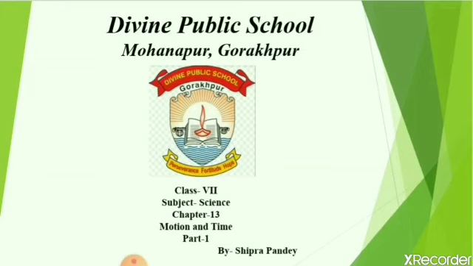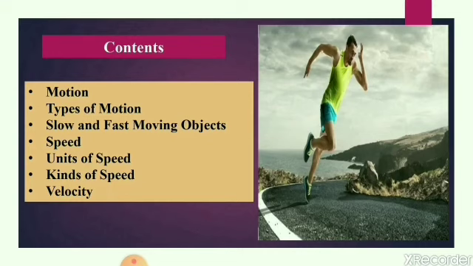So, today we are going to start our next chapter, chapter 13 of class 7 science, motion and time. This is the first part of this chapter. Let's have a look at what we are going to study in this video. First of all, we will see motion, then types of motion, slow and fast moving objects, speed, units of speed, kinds of speed, and at last we will study velocity.